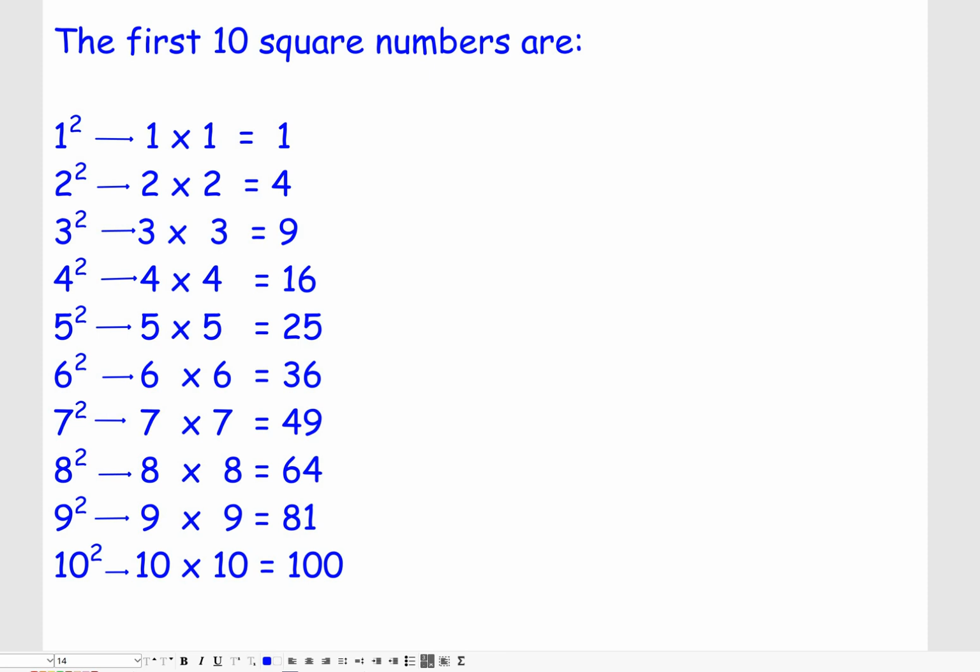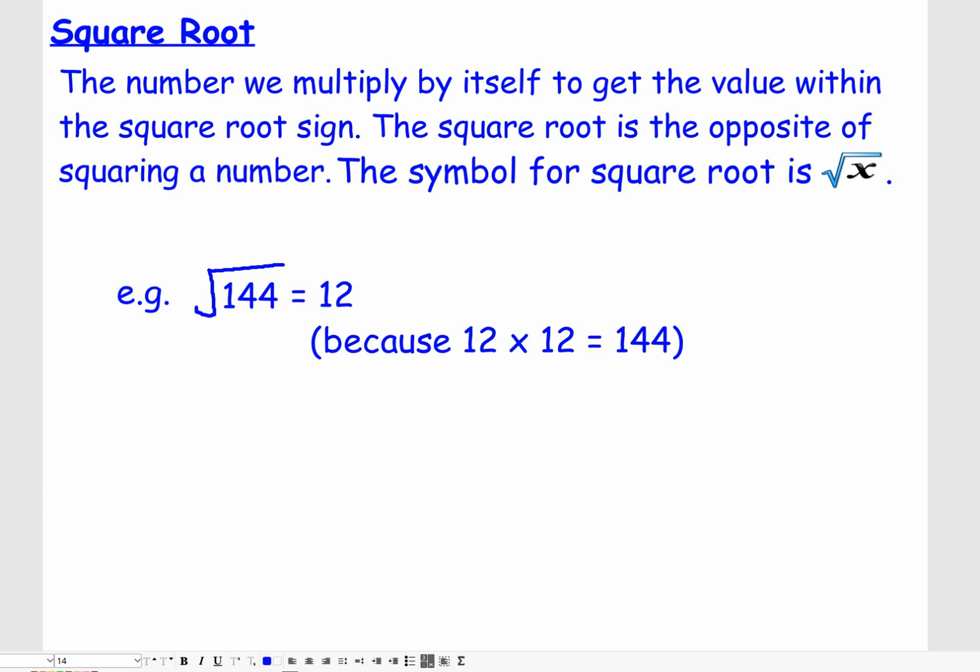And then the final type of number we're going to look at today is the square root. So the square root of the number is the number we multiply by itself to get the value within the square root sign. The square root is the opposite of squaring a number. And the symbol for square root is this little tick here. So a bit like a bus stop, but then you've got the little extension of the tick on the end, and then the value goes inside. So for example, the square root of 144 is 12.